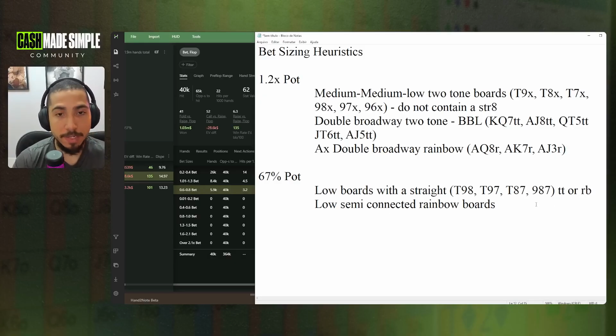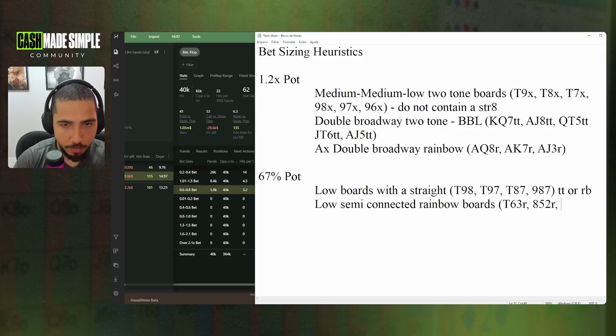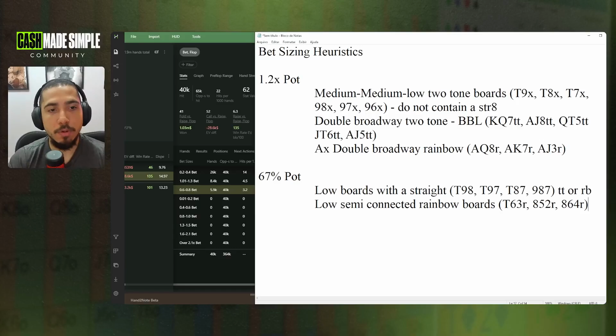And then low semi-connected rainbow boards, we're also going to use this. So we have something like 10-6-3 rainbow. We have something like 8-5-deuce rainbow. We have something like, I don't know, 8-6-4 rainbow. All of those we're going to use the 2/3 sizing.